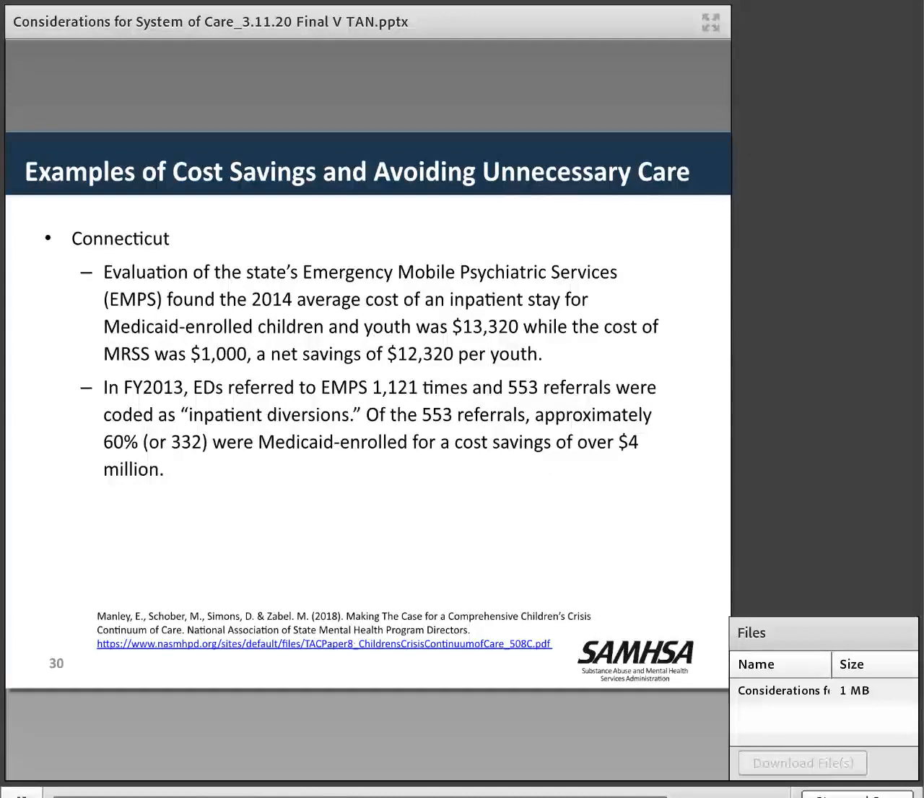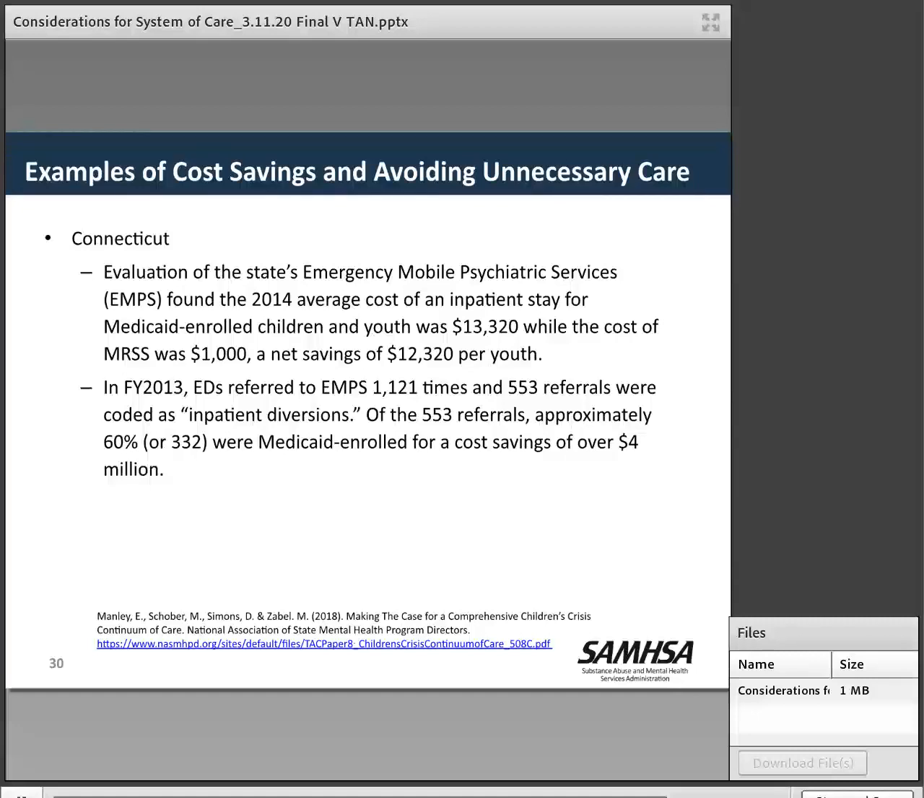Some examples of cost savings include Connecticut, where the evaluation of the state's emergency mobile psychiatric services found that in 2014 the average cost of an inpatient stay for a Medicaid-enrolled child and youth was $13,320, while the cost of mobile response and stabilization was $1,000, and that's savings of $12,320 per youth. So really understanding that mobile response and stabilization in that upstream world can actually prevent not only the escalation for youth, but you can also find cost savings because you're getting there earlier.